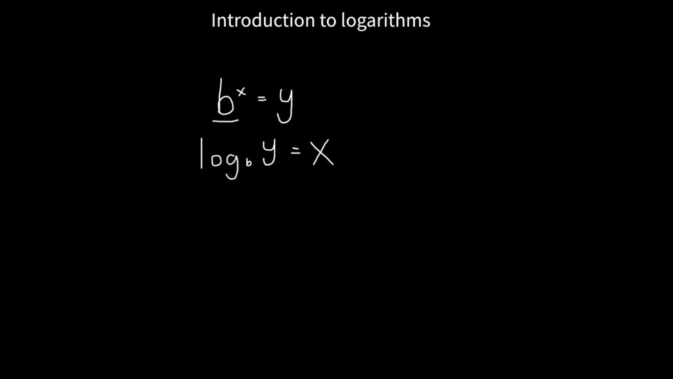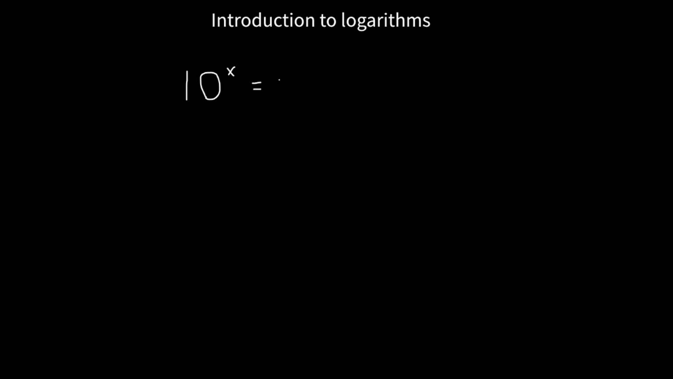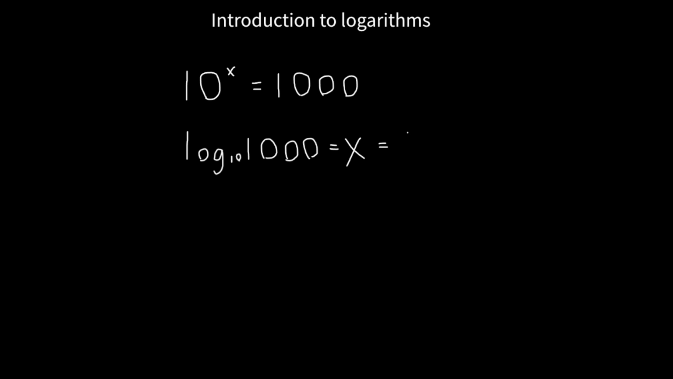Okay, now let's work through a simple example. Let's say that we have 10 to the power of x equals 1000, and we want to find x using logarithms. Now, using logarithms, we're going to write this as log base 10 of 1000 equals x. Now, since 10 raised to the power of 3 equals 1000, x is going to be equal to 3. And you can just plug this into your calculator.